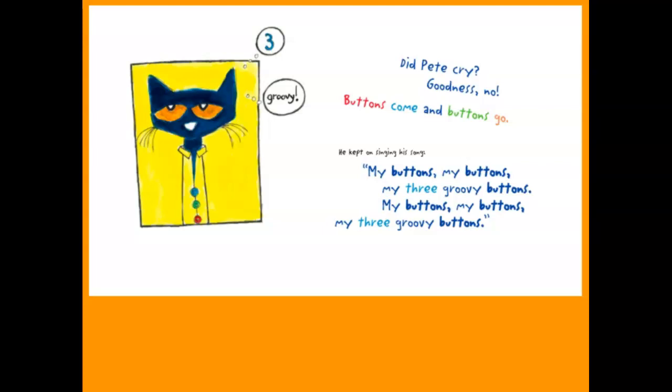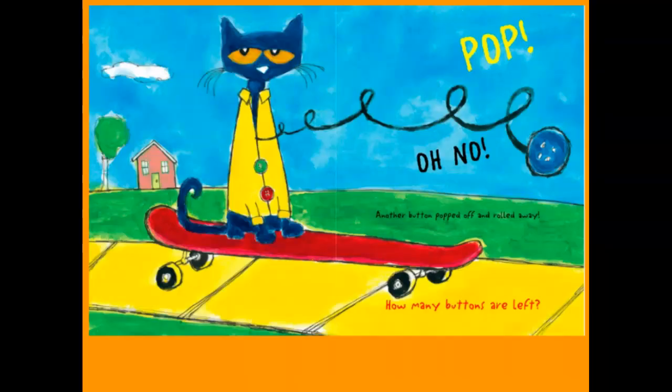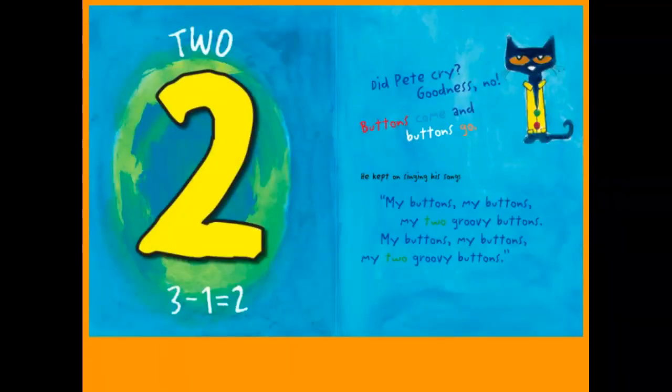My buttons, my three groovy buttons. Pop! Oh no! Another button popped off and rolled away. How many buttons are left? 2. 3 take away 1 equals 2.